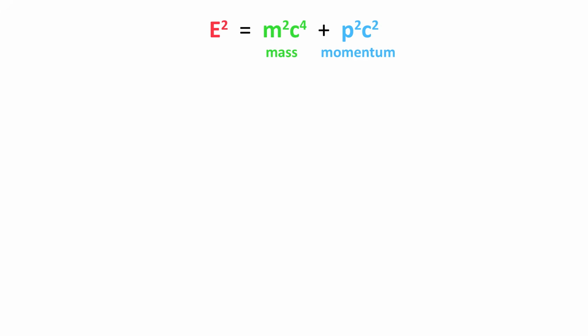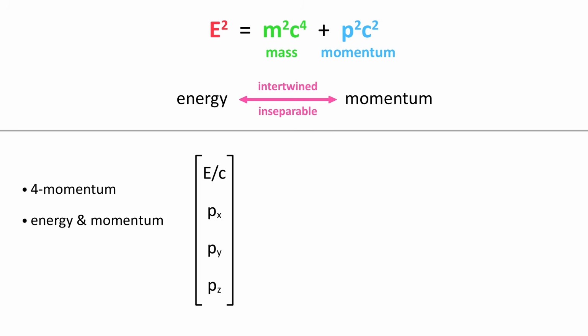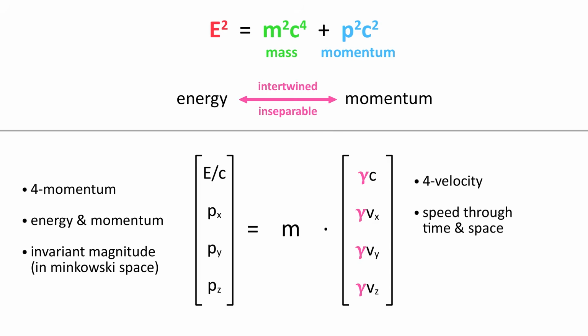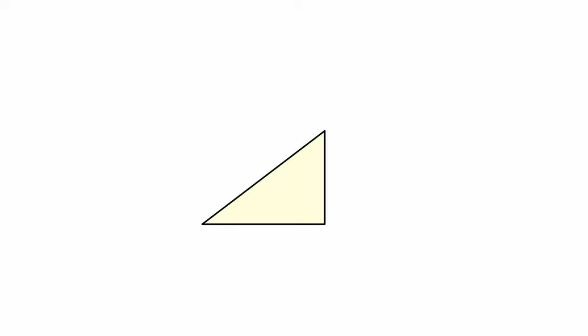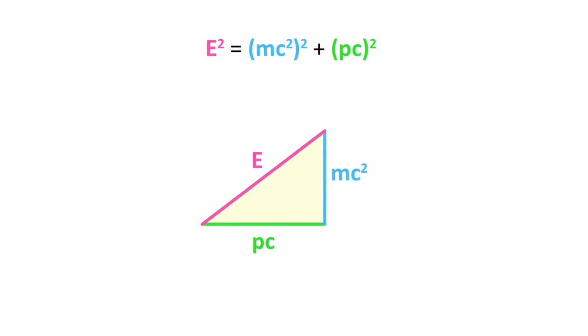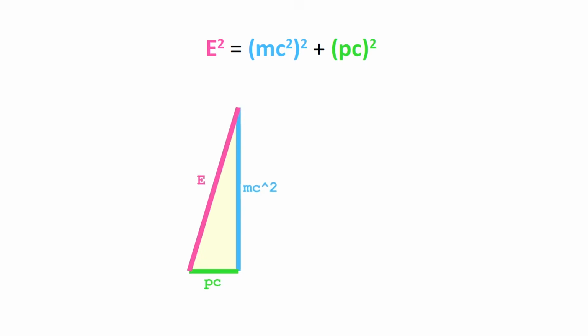Due to this, momentum and energy are essentially forever intertwined in a single object called 4 momentum. In Minkowski space, the magnitude of 4 momentum is invariant and equals mass times 4 velocity, whose magnitude is also invariant. But we don't need Minkowski space to gain an intuition for it. All we need is a right triangle. If the sides have lengths E, pc, and mc squared, then the Pythagorean theorem gives us a beautiful relationship between them. Basically, energy comes from two sources.